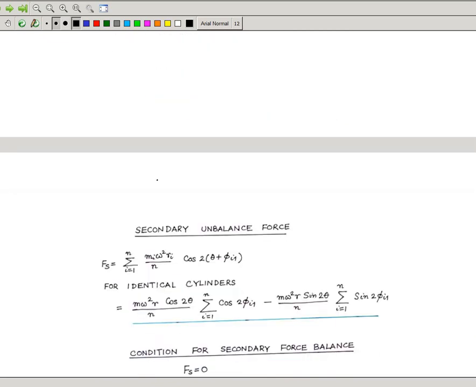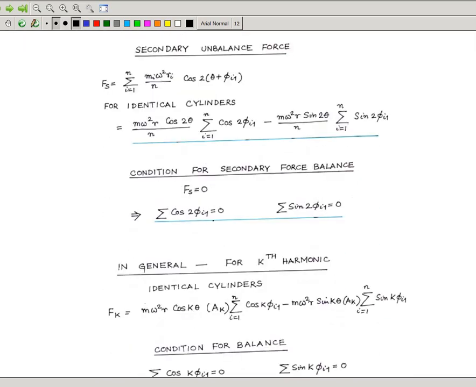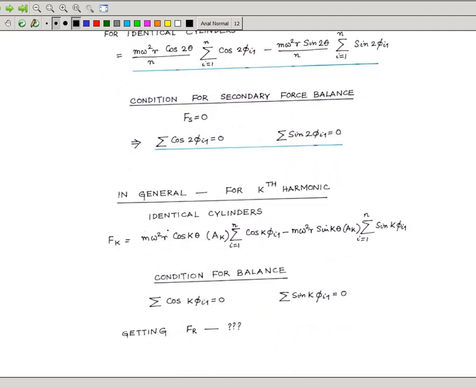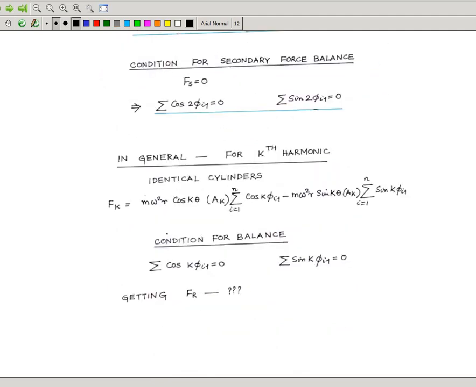So these are the conditions, and for secondary force balance, the summation of cos 2 phi i equals 0 and the summation of sin 2 phi i equals 0. And for the kth harmonic, if you take m omega square r, cos k theta a_k cos k phi i1 minus sin k theta a_k sin k phi i1, then the condition for balance is this and this, that is for the kth harmonic.